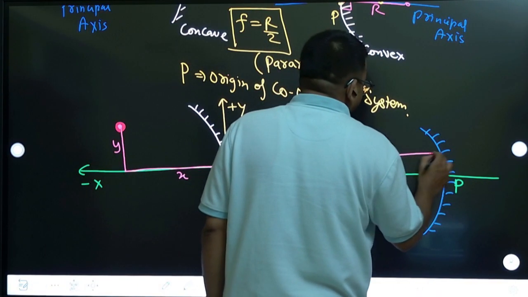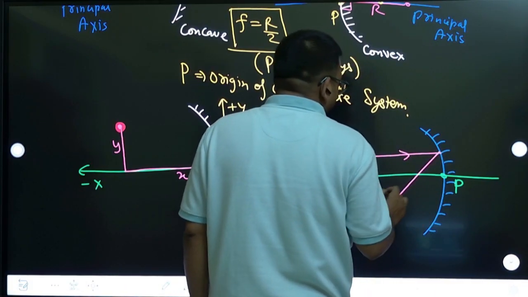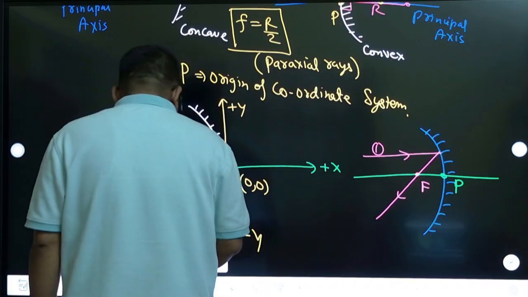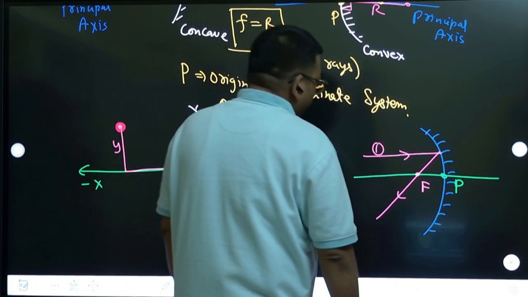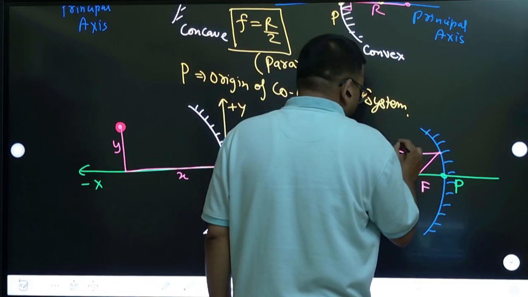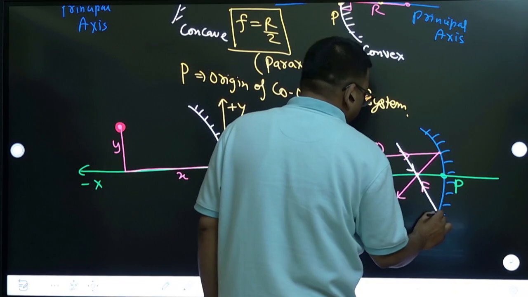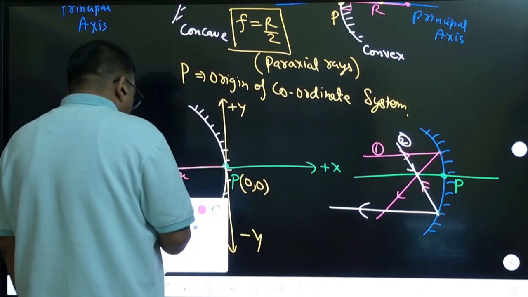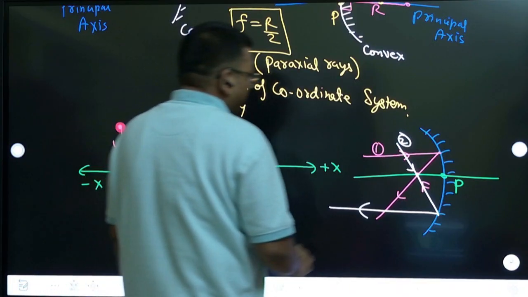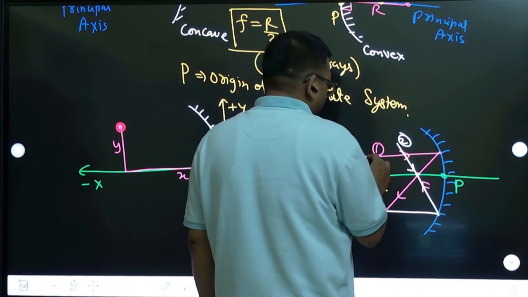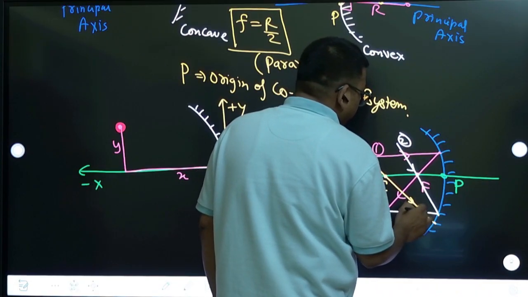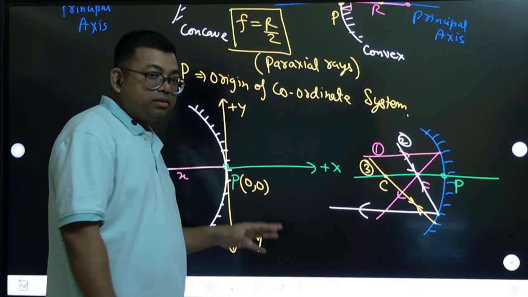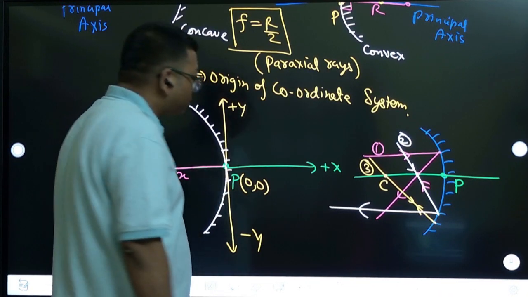If a ray is passing parallel to the principal axis, it will pass through the focus after reflection. That's rule number one. Rule number two is if a ray of light passes through the focus, it will become parallel. And rule number three is if a ray of light passes through the center, it will retrace its path. These rules can be used for either concave or convex mirrors.